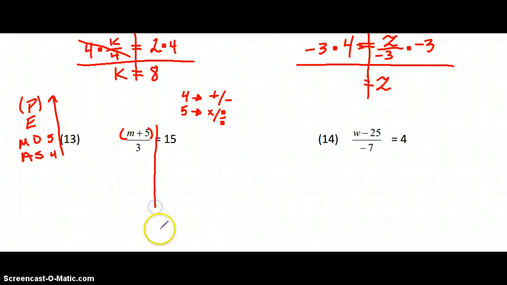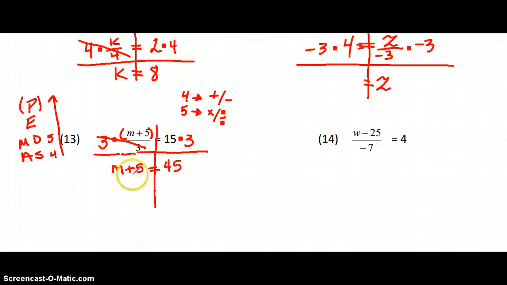So let's draw our line. Do we have any adding or subtracting attached to the variable? We do, but it's in parentheses. So we can't do it yet. We need to go to step 5. Any multiplying or dividing attached to the variable? Yeah, there's my division sign right there. So the opposite of dividing by 3 is multiplying by 3. What I do to one side, I better do to the other, or I will not have a balanced equation. My 3's go away. I'm left with m plus 5 equals 45.